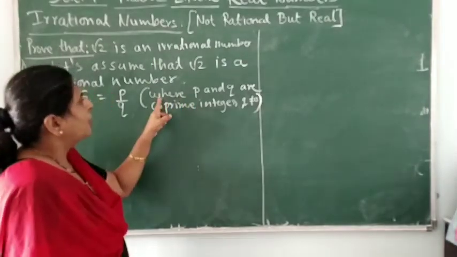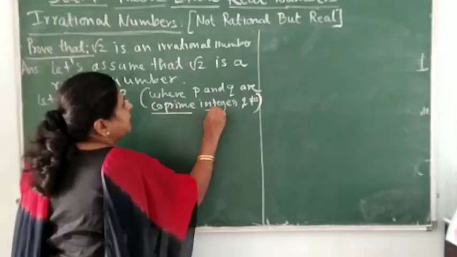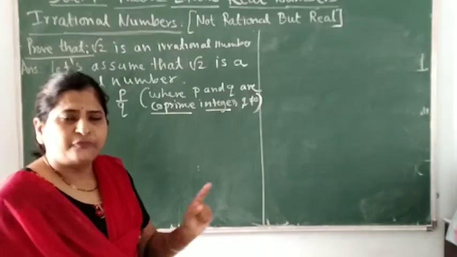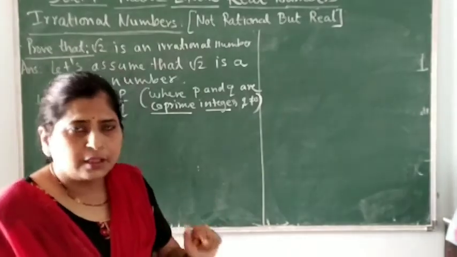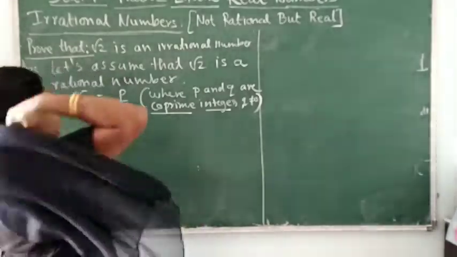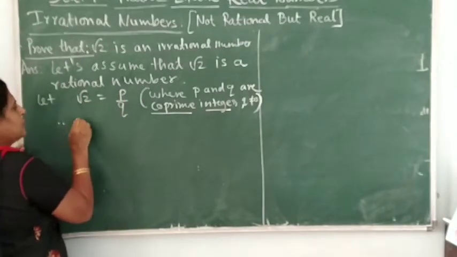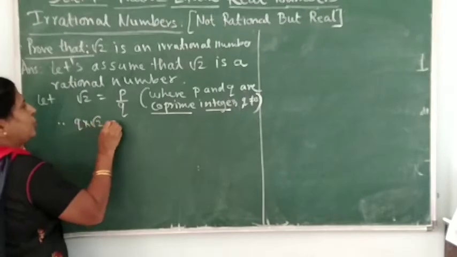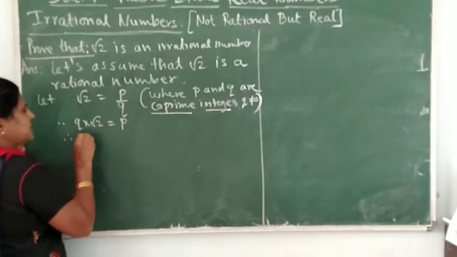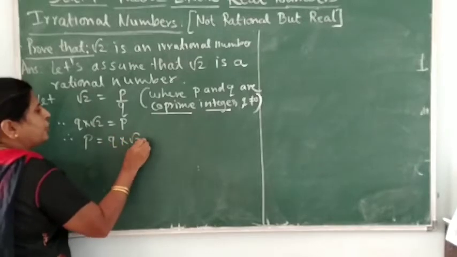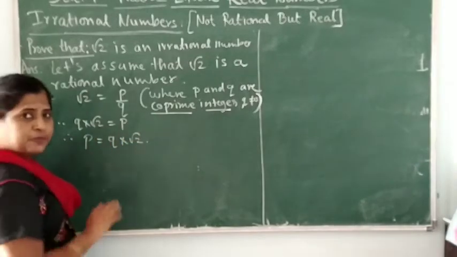Okay. Now, what is the meaning of co-prime integers? First of all, they are integers. Co-prime means they do not have a common factor other than 1. Okay, this is called co-prime integers. So if root 2 is equal to p upon q, then we can take q here. So it is q multiplied by root 2 is equal to p. It means p is what? q into root 2. So we got this value of p in terms of q.